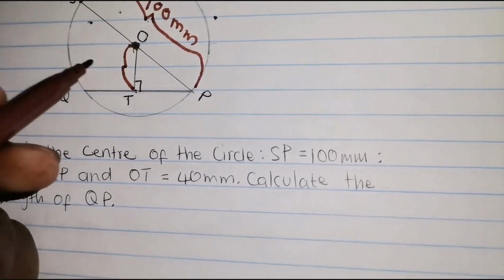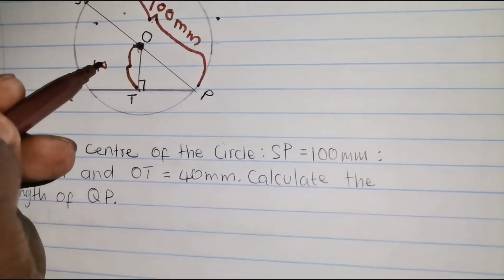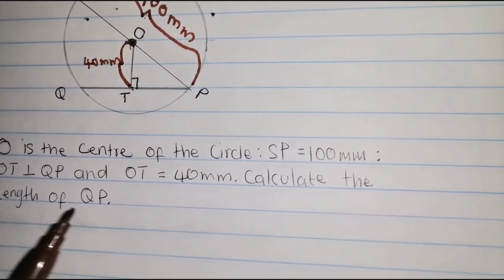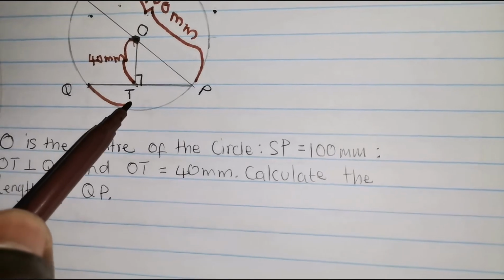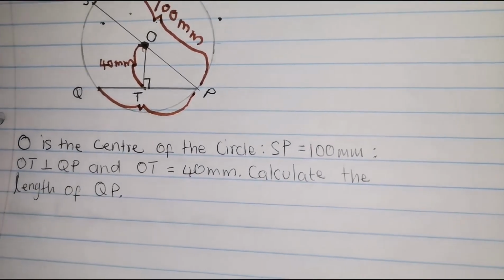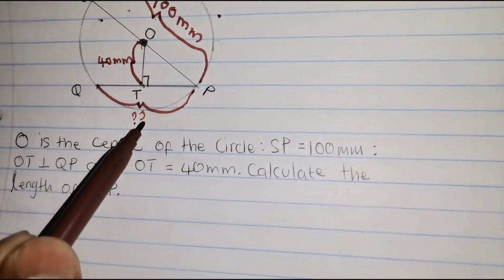OT is equal to 40 millimeter. Calculate the length of QP. Yeah, we want the length of QP. This is the length. We want the length of QP.